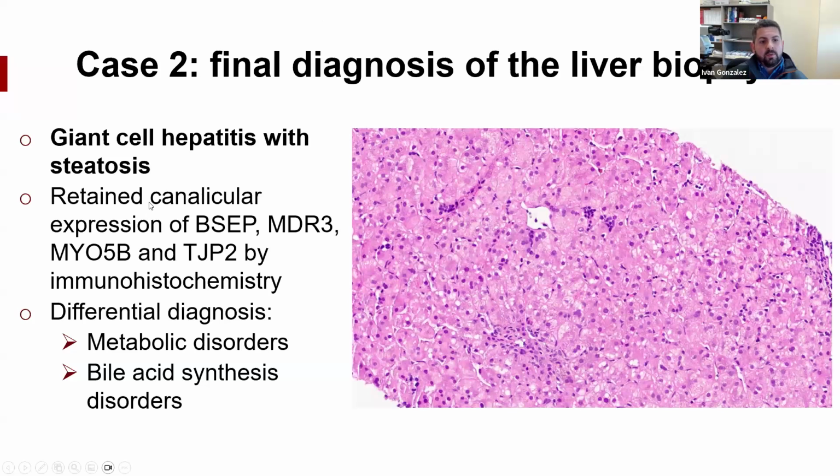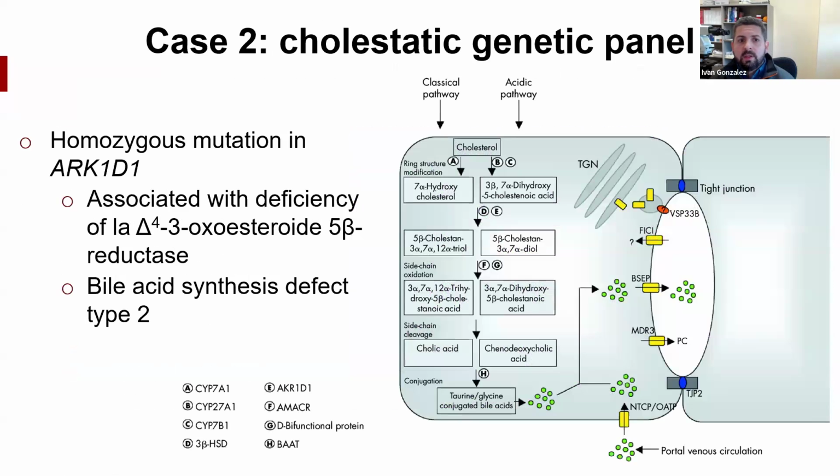There was retained expression of BSEP, MDR3, MYO5B, and TJP2. So based on that, we said the eventual diagnosis would be a metabolic disorder given the steatosis, or a bile acid synthesis disorder given the presence of a low GGT. This patient was found to have, in the cholestatic genetic panel, a homozygous mutation in AKR1D1, which is associated with a deficiency of this enzyme, which defines bile acid synthesis defect type 2.